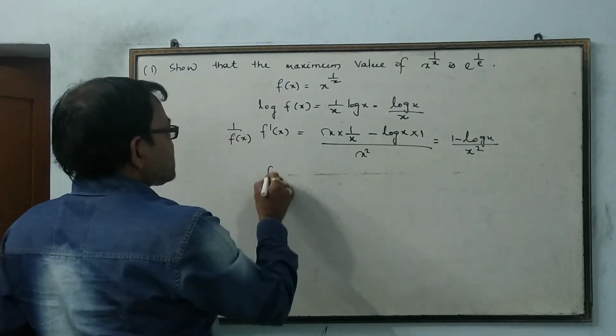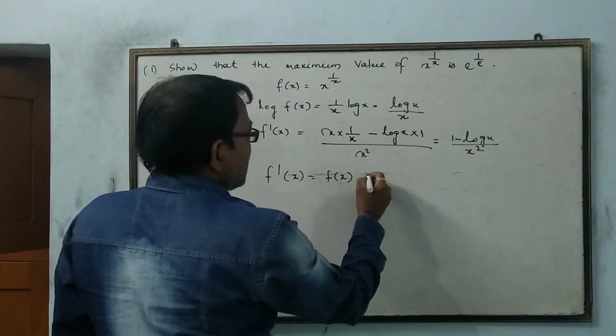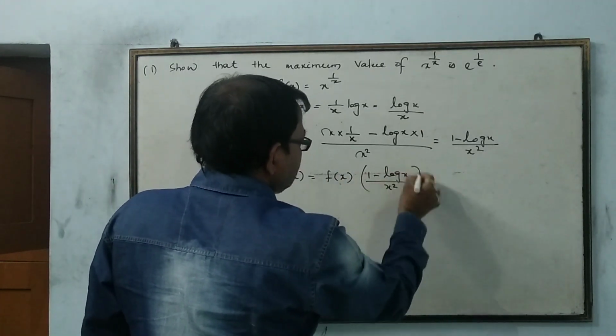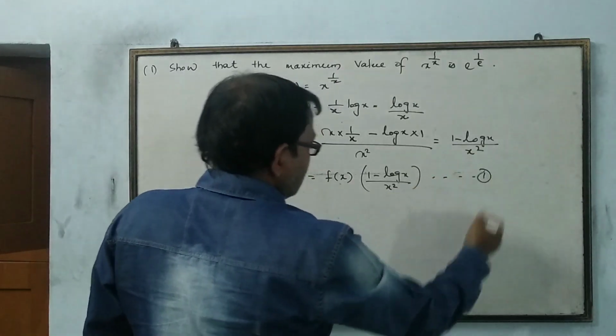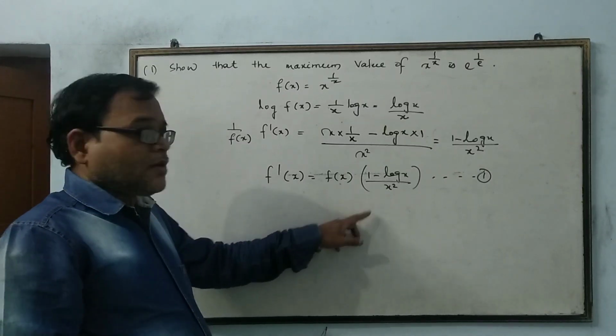So what about f dash x? Yes, it is f of x into 1 minus log x by x square. Equation number 1. That is how we have got f dash of x.